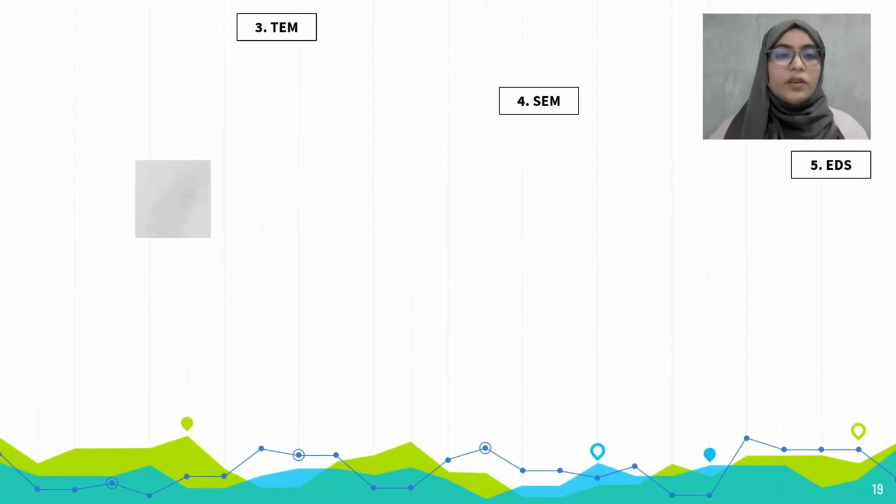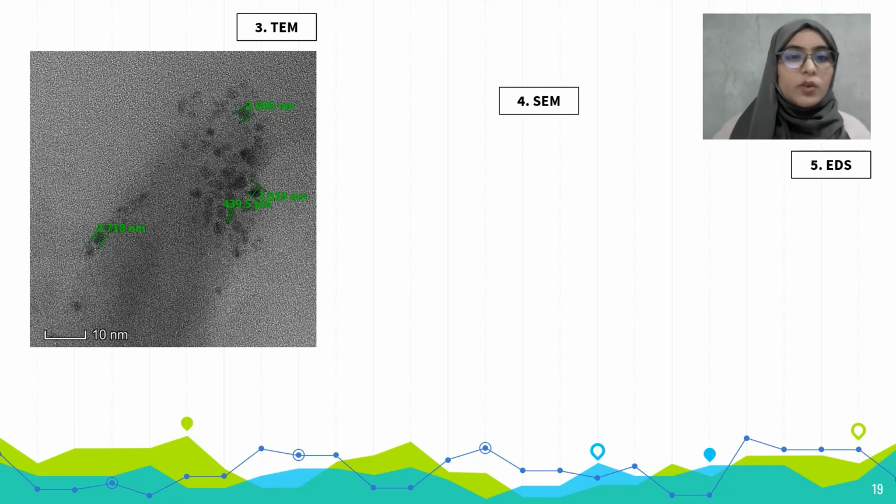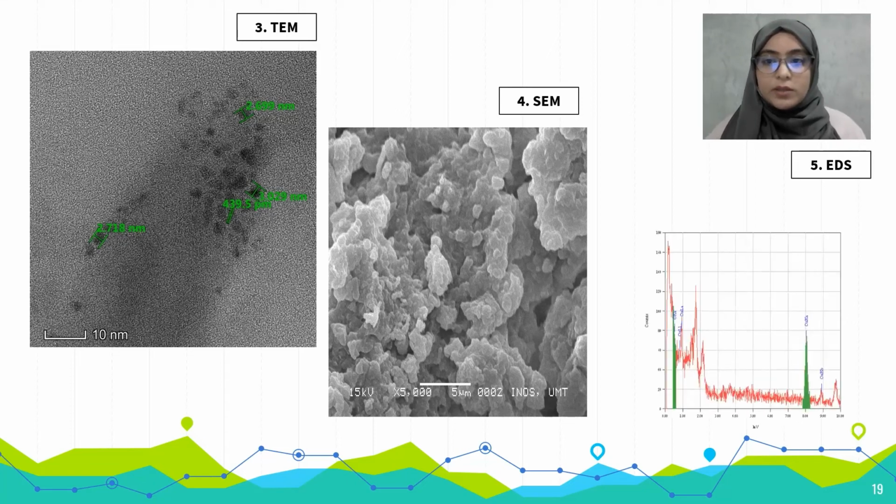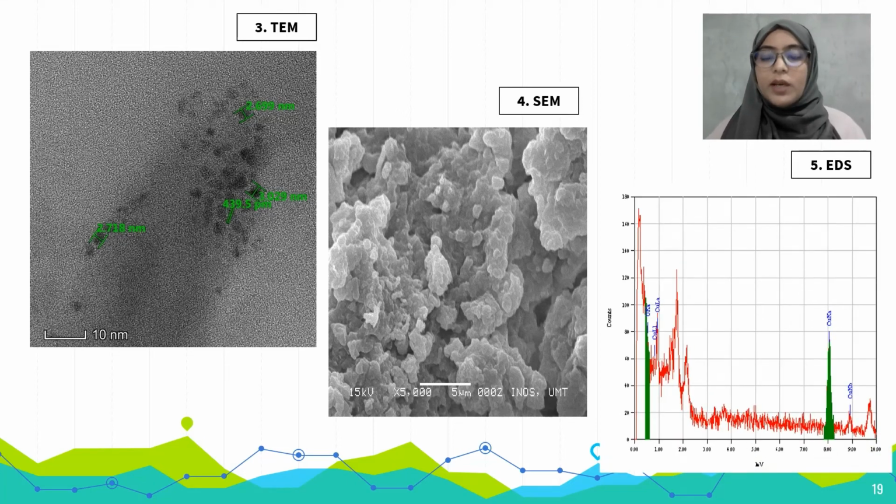In figure 3, the TEM result shows that nanoparticles are very small, ranging from 2.6 to 3 nanometer. And in figure 4, the SEM result shows the circular shape of the nanoparticles. And the green line in the EDS graph confirms the presence of copper nanoparticles.